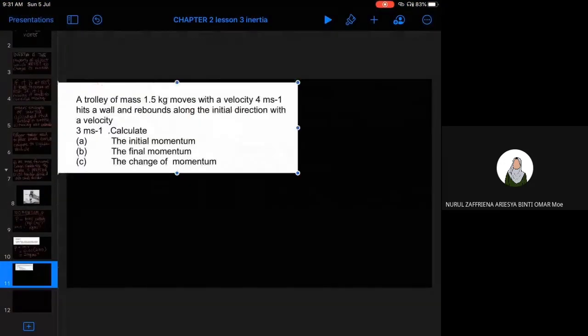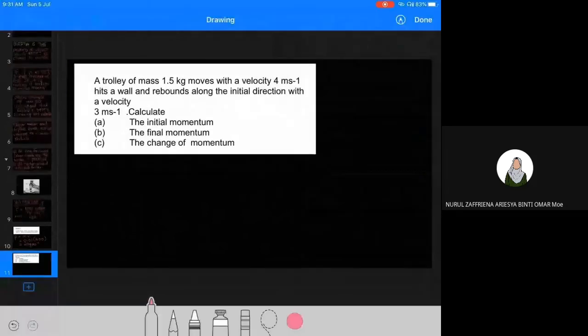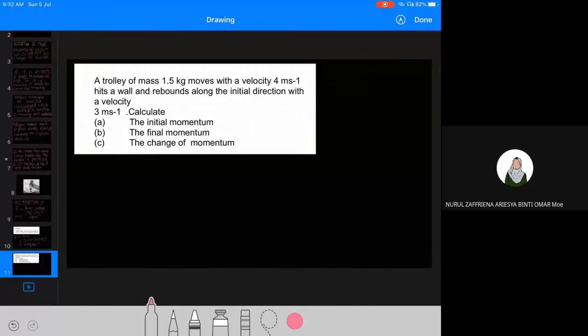Example number 2. A trolley, mass 1.5 kg, moves with a velocity 4 meter per second, hits a wall and rebounds along the initial direction with a velocity 3 meter per second. Calculate the initial velocity, the final velocity, the initial momentum, the final momentum, and the change of momentum. Saya nak kira tu. Okay, berapa mass? 1.5 kg. Velocity? Okay, velocity dia hits a wall 4 meter per second.